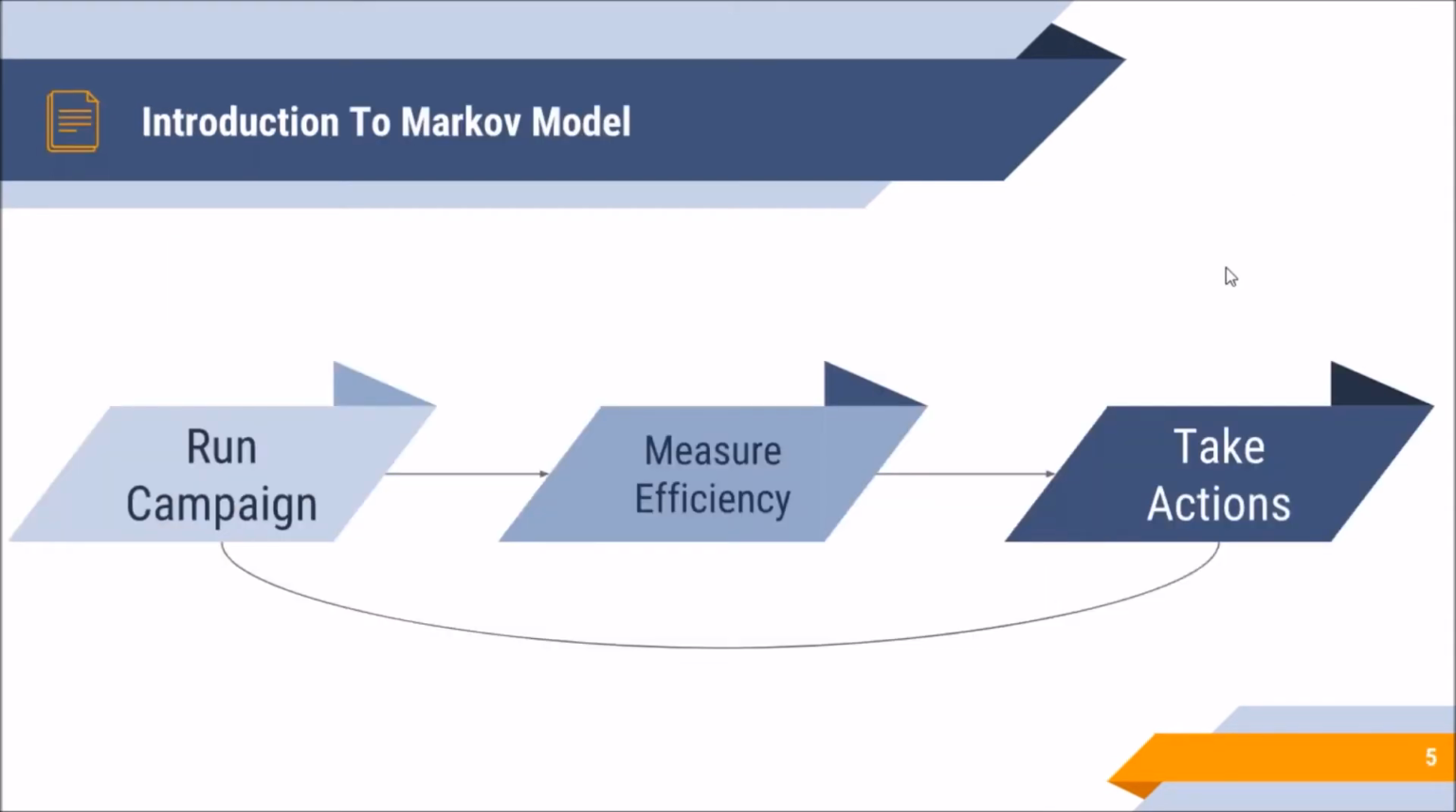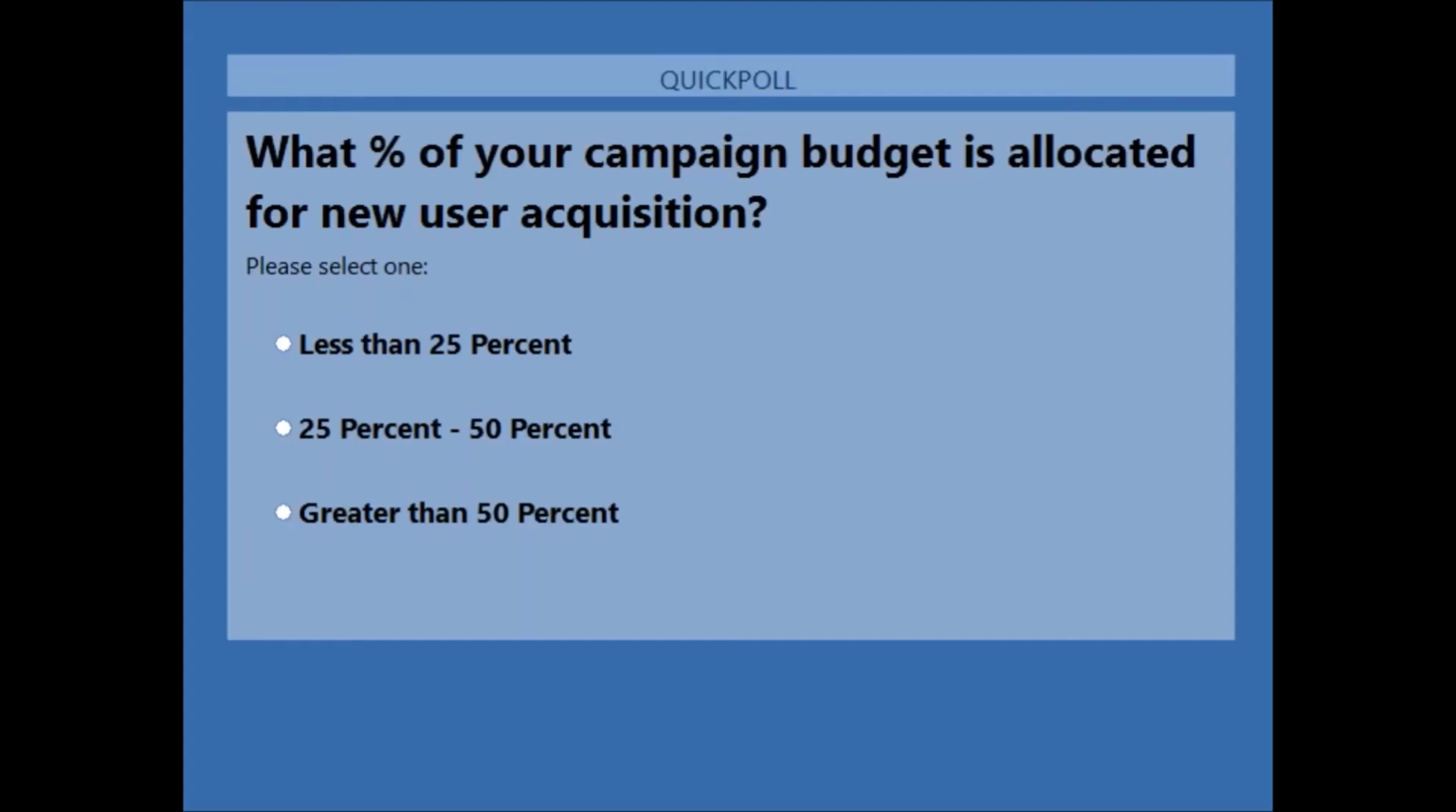Before we talk about what a Markov model is, let's talk about digital analytics or digital marketing. As digital marketers, we run two types of campaigns: user acquisition campaigns and user retention campaigns. What I am interested in knowing is what percentage of your campaigns are directed towards new user acquisition. So, Bismay, can you help me in running a poll where we can find the statistics? Sure, I'll just launch the poll. I will request the audience to please share their answers on this.